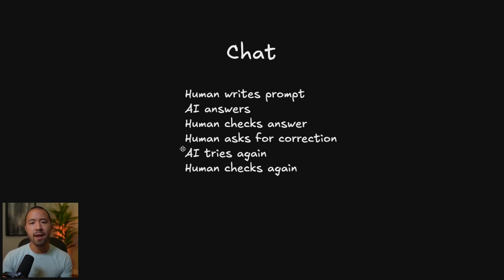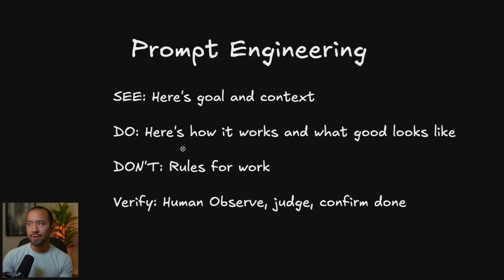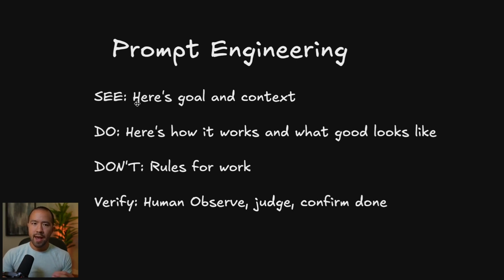So coming out of that, we learned, hey, there's probably a better way to write a prompt because chat was really iterative. So maybe we need to prompt engineer. And this is when we got into prompt engineering, which was, hey, Claude, here's the goal and context and maybe the files that you need access to. Here's how I want you to do this, and here's how to do this well. Don't do this. Here are some of my rules, and then come back with the result. And then this is where you verify, you observe, judge, and then you confirm when this is done.